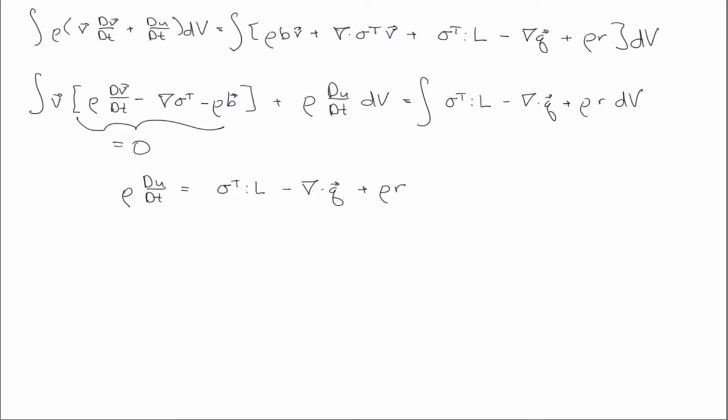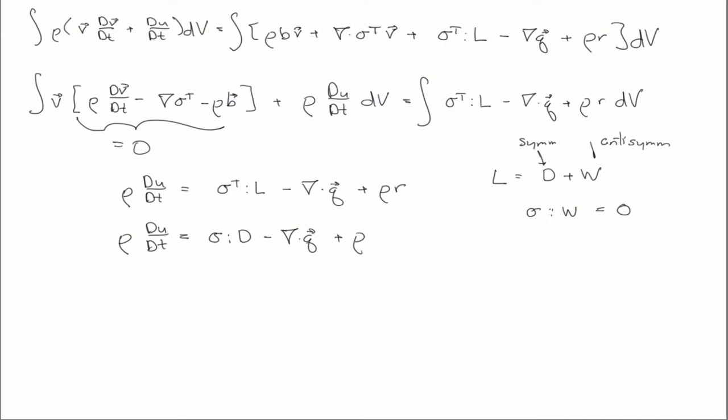And then just one last thing. If you remember, we can decompose L into a symmetric part plus a skew-symmetric part. If you're taking this inner product, and if sigma is symmetric, then by definition this is symmetric and this is skew-symmetric, or anti-symmetric. Therefore, sigma inner product W is equal to zero. Any symmetric tensor inner product with an anti-symmetric tensor is zero. So that just leaves D. So the final form will be rho dU/dt equals sigma inner product D, since sigma is symmetric.